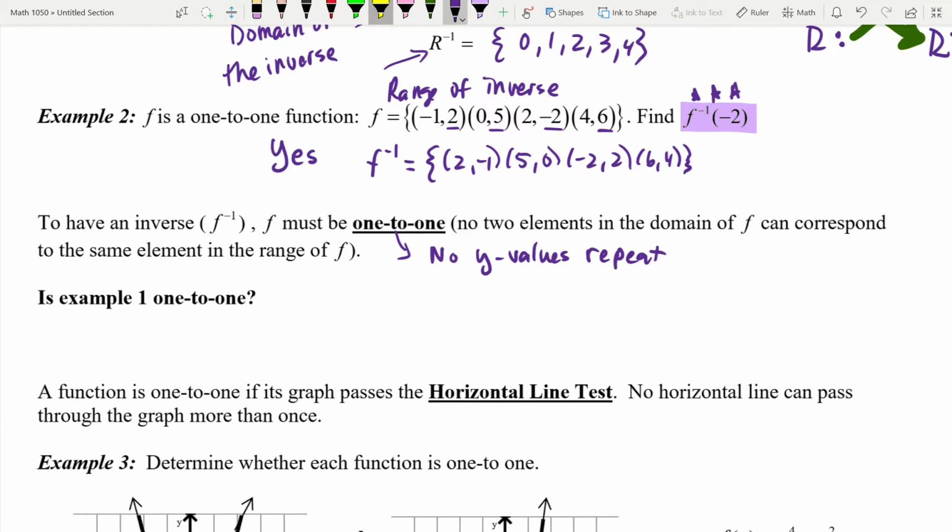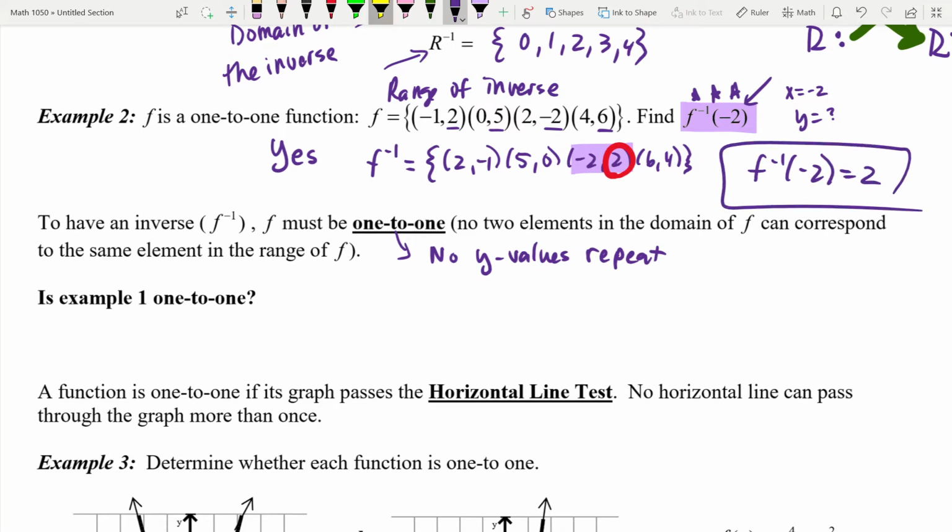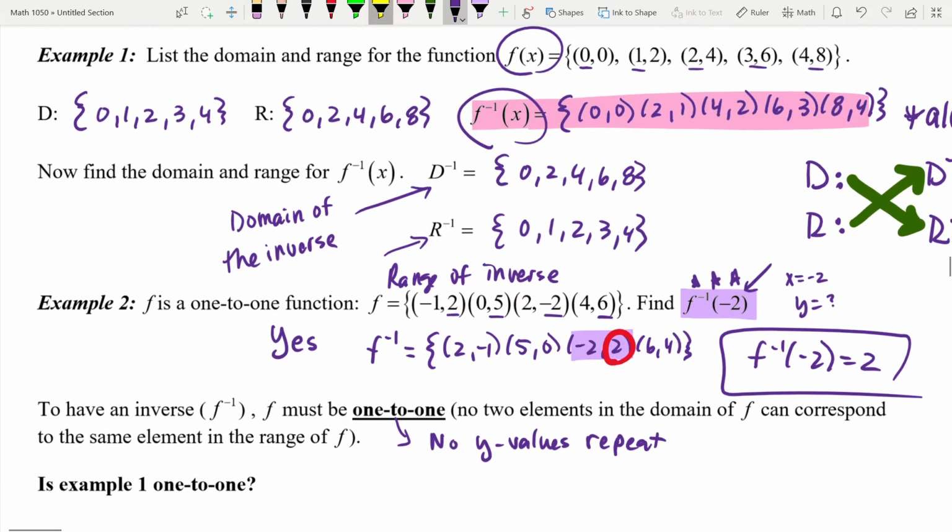Now what they're saying is this. Look at the inverse, which is just what I wrote. If x is negative 2, what is y? If you look at those, it's this right here. So if x is negative 2, what's y? A 2. So f inverse of negative 2 is 2. So make sure you look at the inverse. X being negative 2, what's your y? Who says, I gotcha? Great.